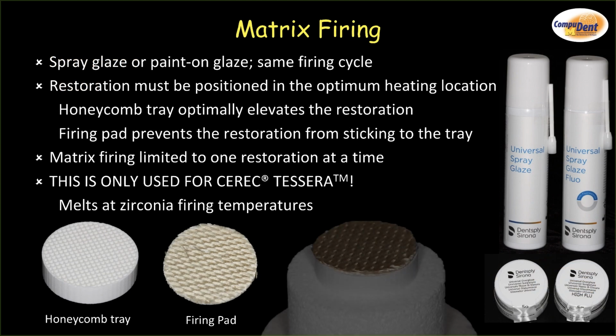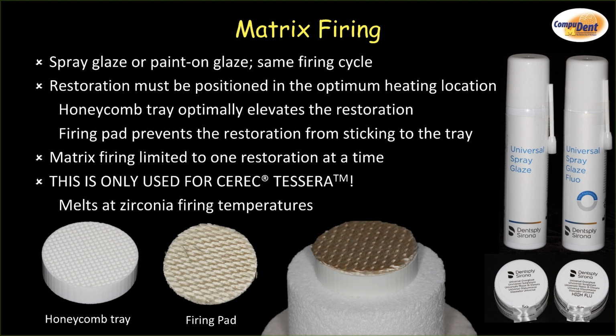Now, what is matrix firing other than what it does? Well, first you can use either a spray or a paint-on glaze. They both work, same firing cycle, not a problem. The restoration, though, must be positioned in the optimum heating location within the speed fire.